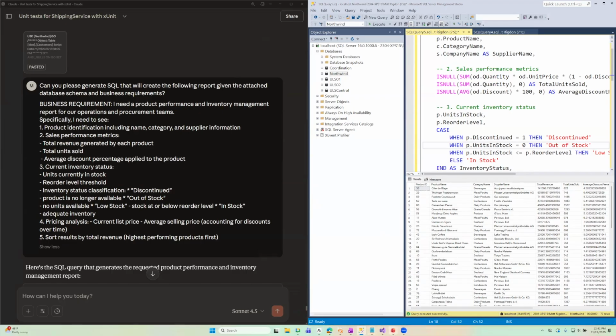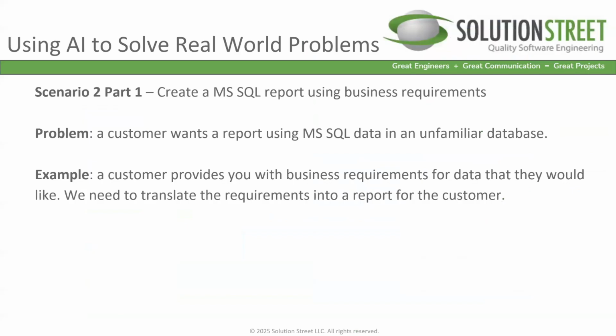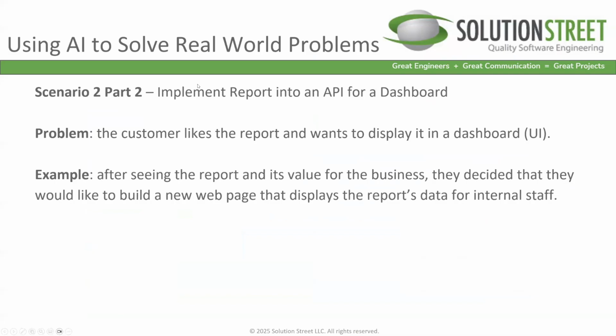So you hand this over to your client, they love the report. And now the next step is they decided they liked it so much that they want to display the report in a UI. So after seeing the report and its value for the business, they decided that they would like to build a new web page that displays this report. Now, I'm assuming in this use case that our company has a preference of trying to keep all of the SQL inside of Entity Framework LINQ if possible, so it could be swapped over between database providers if needed.